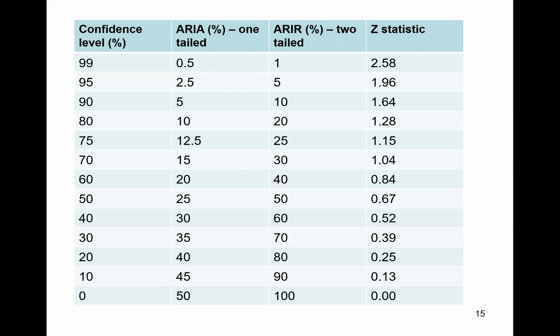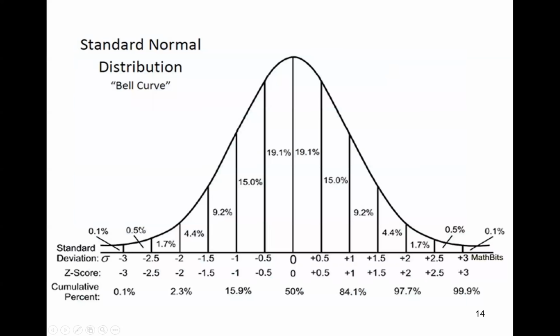All right? So when the risk of incorrect acceptance is 0.5%, or when the risk of incorrect rejection is 1%, this corresponds to a Z statistic of 2.58. Right? So if I go back to here, that is about there, right? 2.58, that's 0.1%, and then 0.4% takes us to about there.